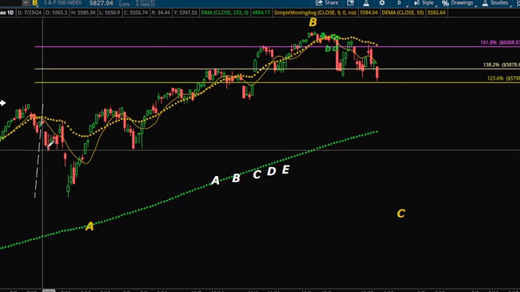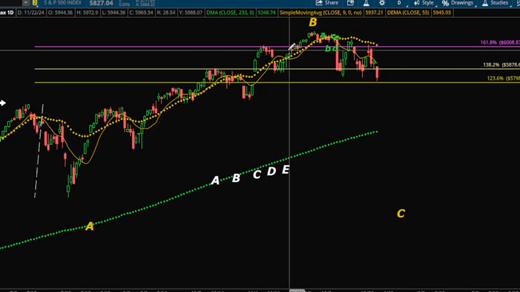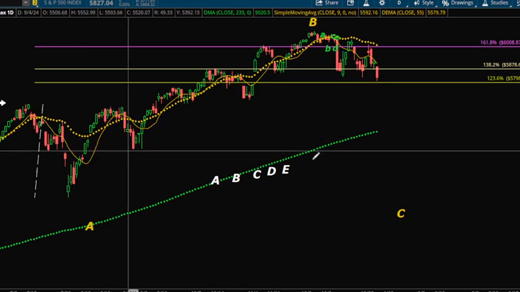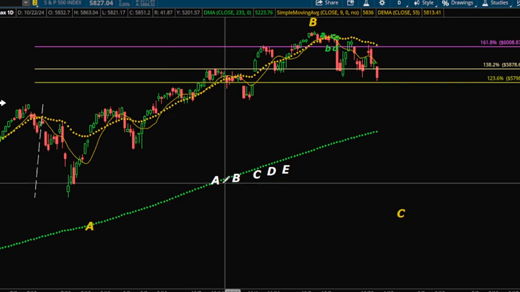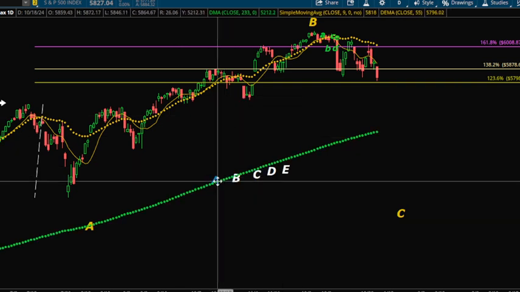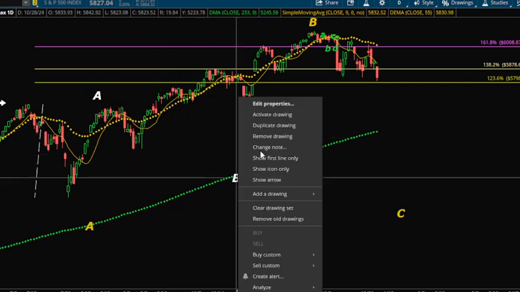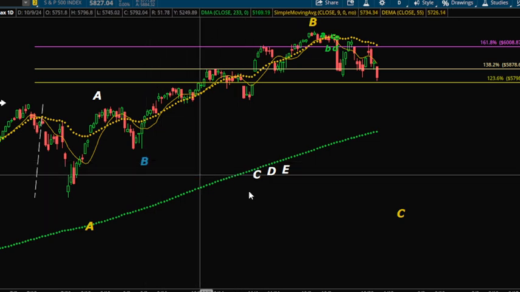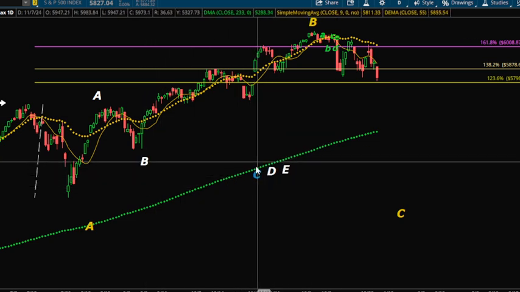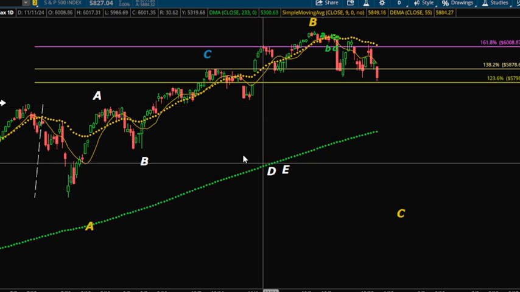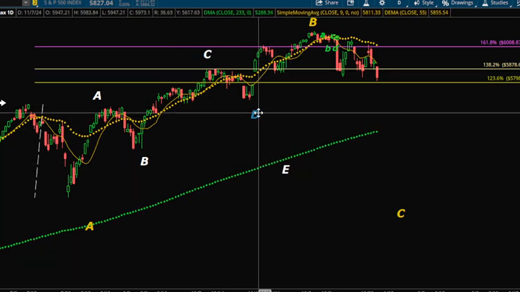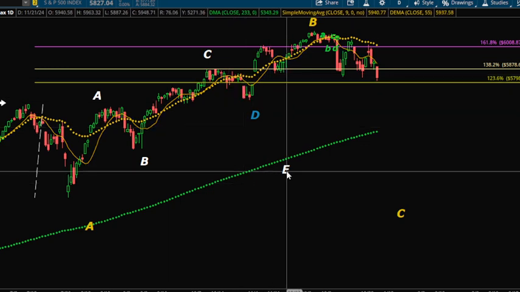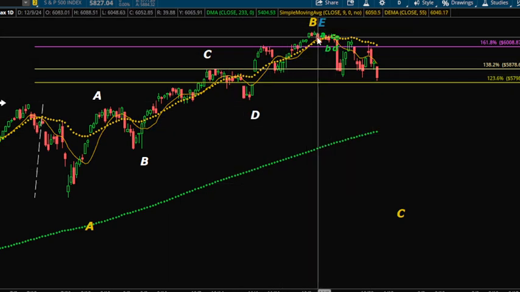So anyways, this A leg was a zigzag. Now this B leg was a triangle. I have it labeled here, but I didn't label it yet. But you can see here, that's the A. This is the B. C here was actually a double zigzag. This is a zigzag here for D. And your E was up here right next to B.